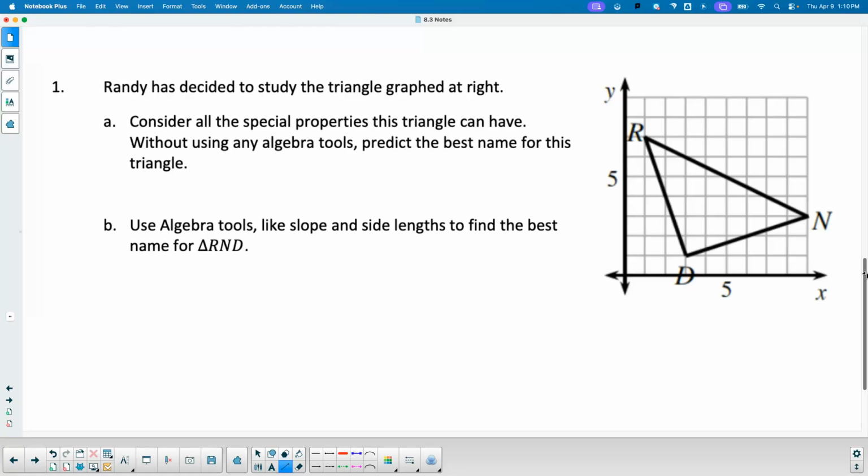Randy has decided to study the triangle that's graphed right there, RND. Okay? Consider all the special properties that this triangle can have. So what are some of the properties that a triangle can have? What are some of the special names for a triangle? Isosceles. What's an isosceles triangle? Two equal sides. Love it.